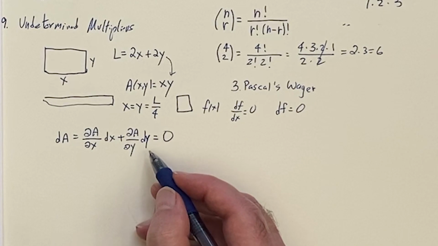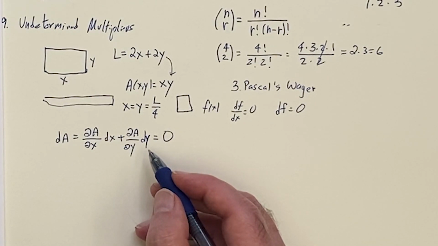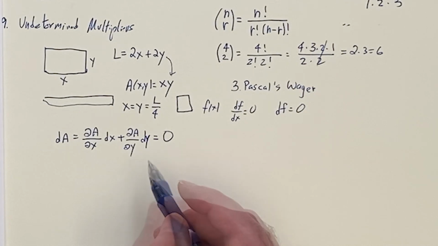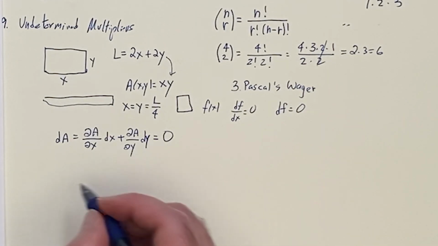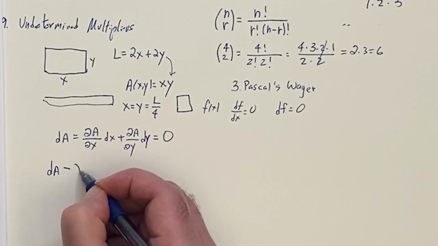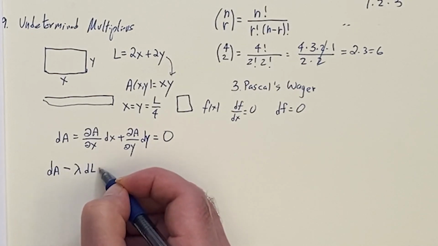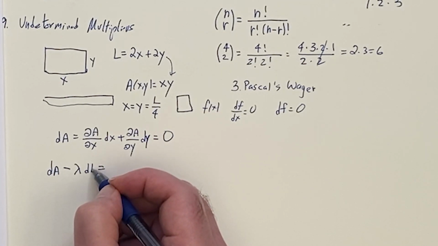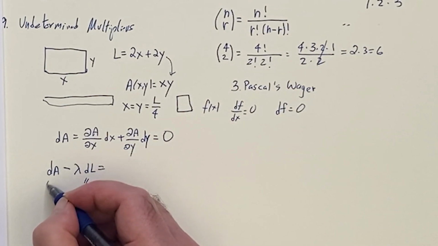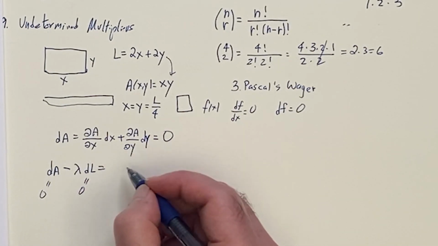But there is a really cool trick you can use to make this work. To be able to set these to 0 independently, what you do is this: dA minus some lambda dL. Now you can't change the perimeter. The perimeter is constrained. So dL is going to be equal to 0, and dA is going to be equal to 0 in this extremum situation.